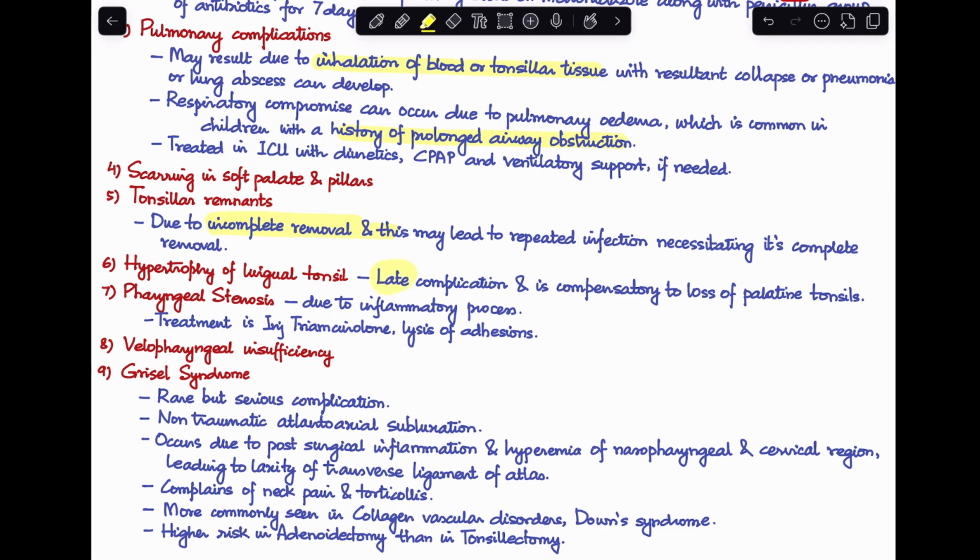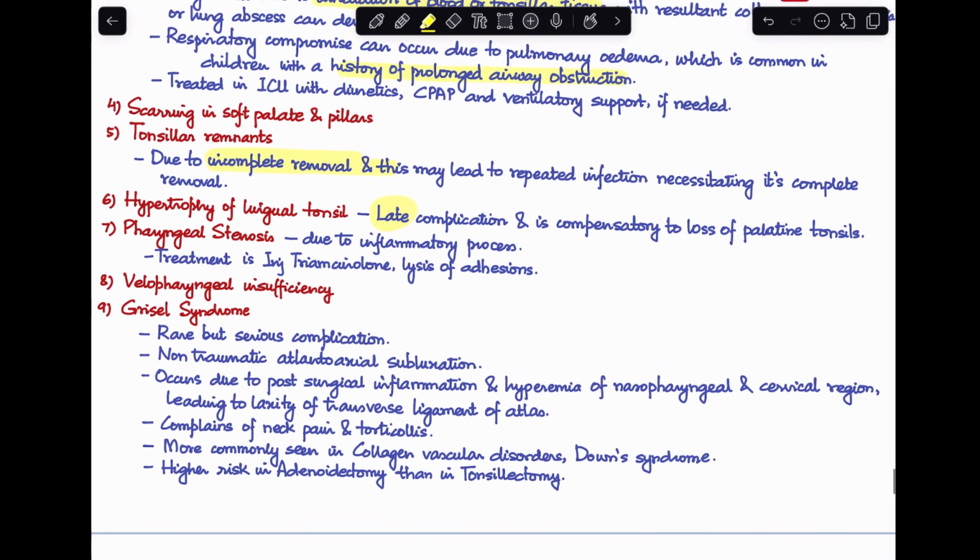Now, this is a very late complication of tonsillectomy, and this occurs usually compensatory because of the loss of palatine tonsils. So, this usually happens in a child of a very young age, maybe 3 to 7 years old. Around that time, there is a compensatory hypertrophy of other lymphoid tissue seen after you remove the palatine tonsils. Next complication is pharyngeal stenosis, which can occur due to inflammatory process, and the treatment involves injection triamcinolone and lysis of the adhesions that have formed.